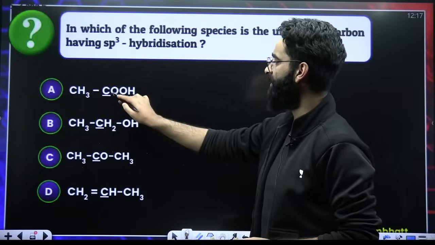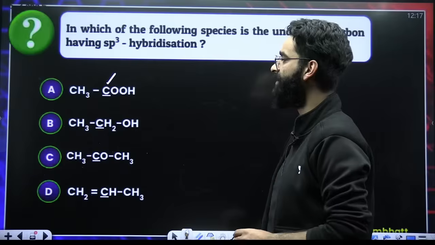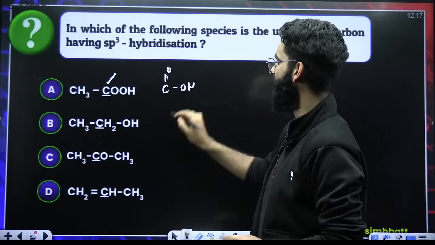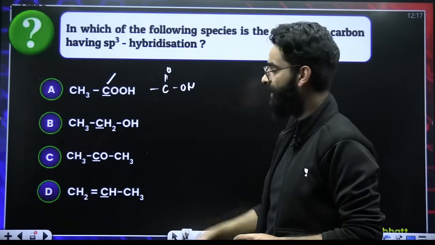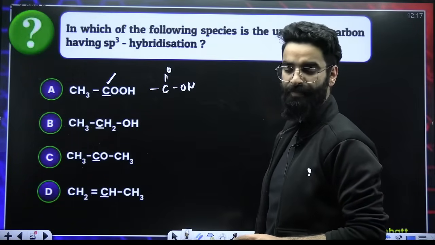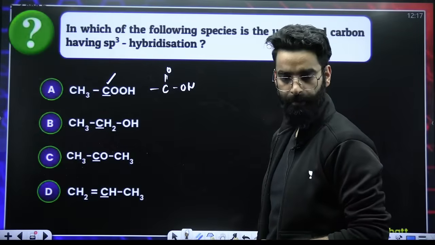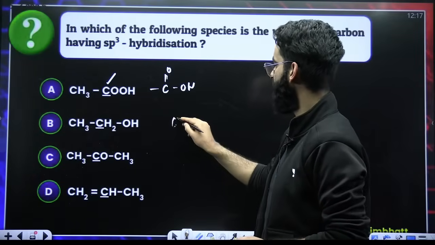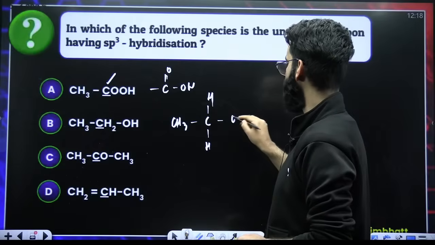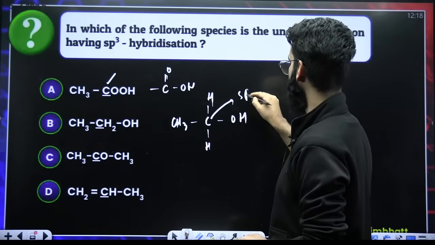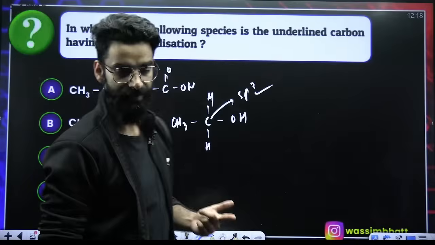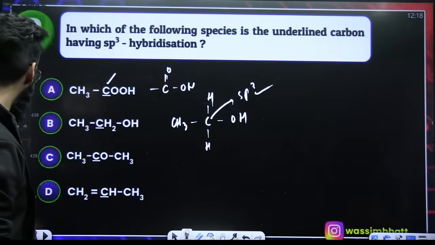My dear students, if you look at this particular underlined carbon atom, it is basically C double bond OOH, right? So how many sigma is it forming? 3 sigma and 1 pi. So it cannot be sp3. Look at this particular one. It is CH3, this is CHH, and this is OH. This is forming 4 sigma bonds, so it's definitely sp3, right? So the correct answer of this particular question has to be option B.